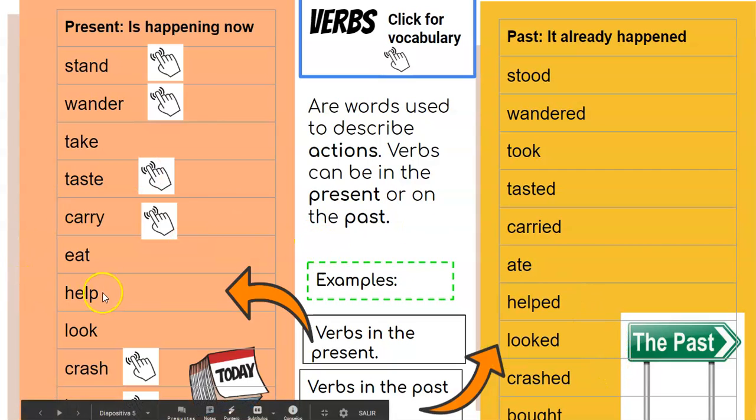Helped is the past tense of help. Looked, past tense of look. Crashed, past tense of crash. And bought is the past tense of buy. These are only a few examples.